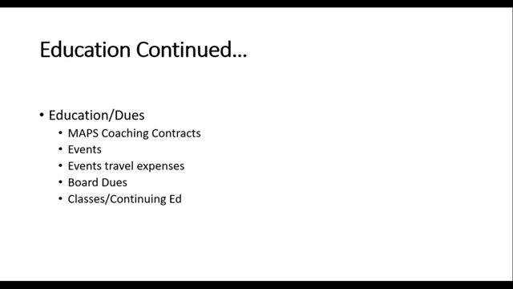Their board dues. Remember, this is education/dues. Any continuing ed that they have to do. Any dues perhaps for re-upping their license, their real estate license. So anything that they have, any due or any education, whether it's for themselves or for a team member, has to go under education. So on the next slide, we see equipment.